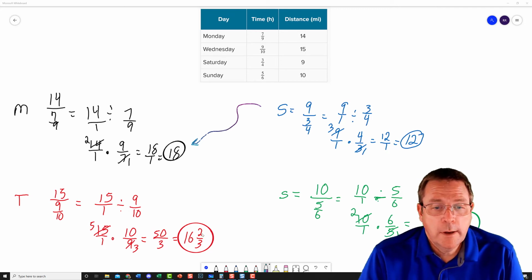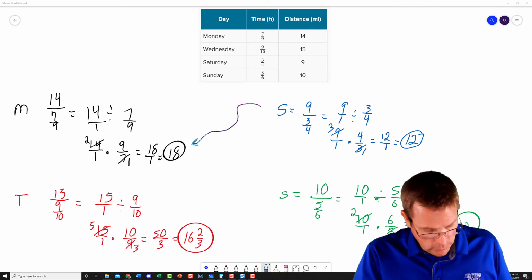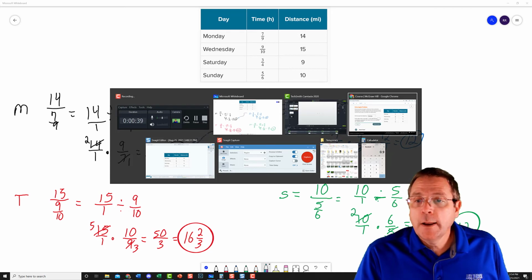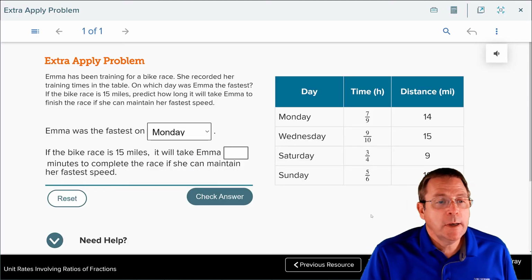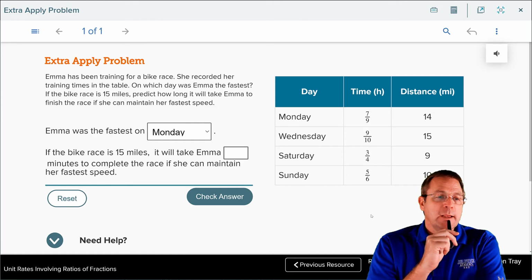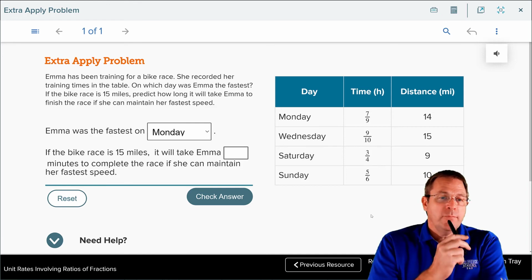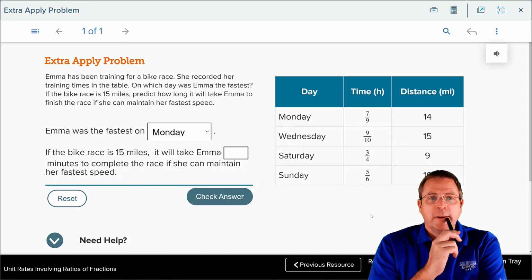So Tuesday was her next fastest day, and Saturday and Sunday, well, she just about had to drag herself down the road on those days. She was going really slow. So you can see where on my answer document I've already selected Monday, and now we have to find out if the bike race is 15 miles, it will take Emma blank minutes to complete the race if she can maintain her fastest speed.